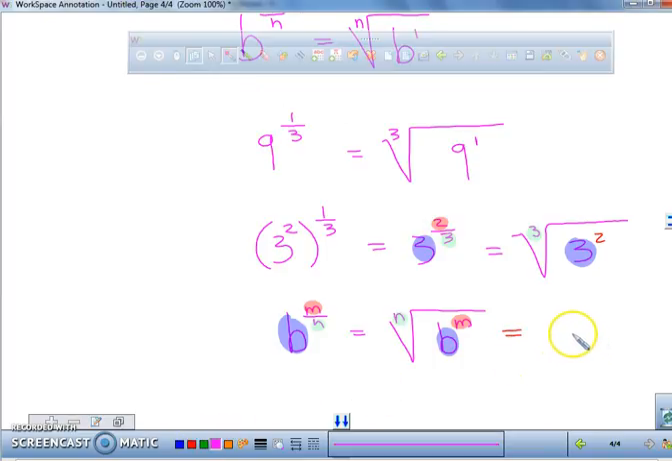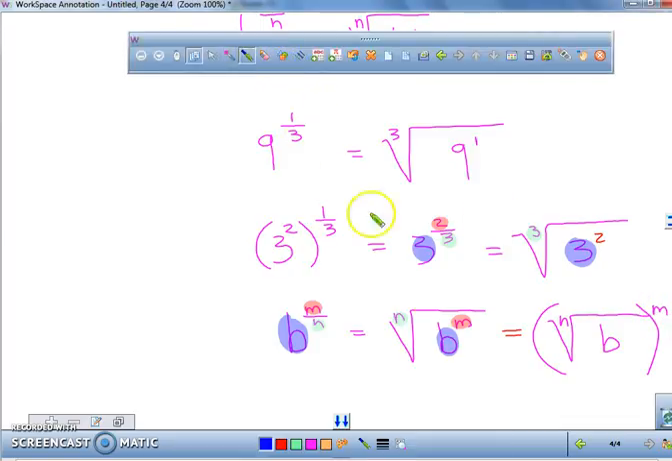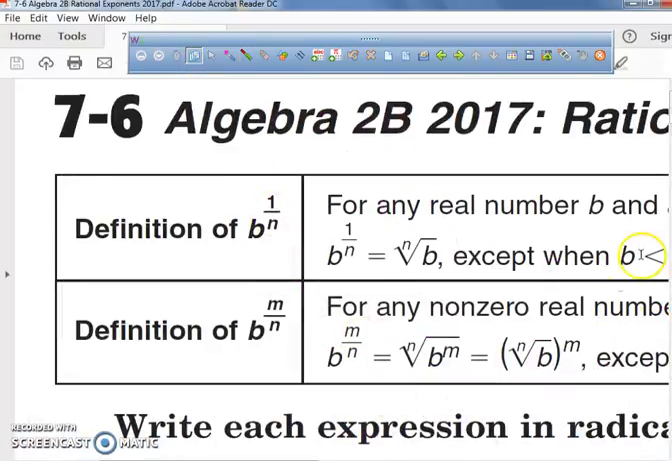I want you to write that this right here could also be written as the nth root of whatever the base is, and close the parentheses and put your power on the outside. Okay, so this radical could be on the inside of the parentheses and raised to the same power. So hopefully you saw the same pattern here. There's the n, there's the b, and there's the power.